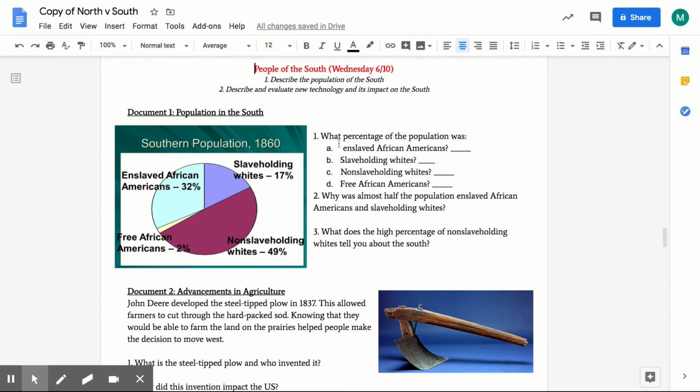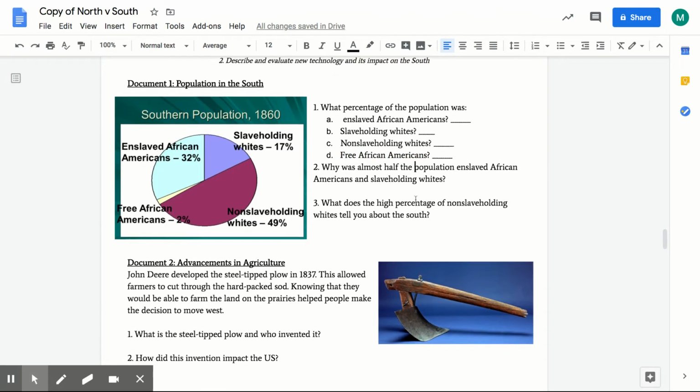For number one, you're telling me what percentage of the population was for each of these categories I just mentioned. For example, the first one is enslaved African Americans. That was 32% of the population in the South. You're going to put that on those lines. Interesting to see is that there were some non-slaveholding whites, so not every white person owned slaves. And there were also very few free African Americans.